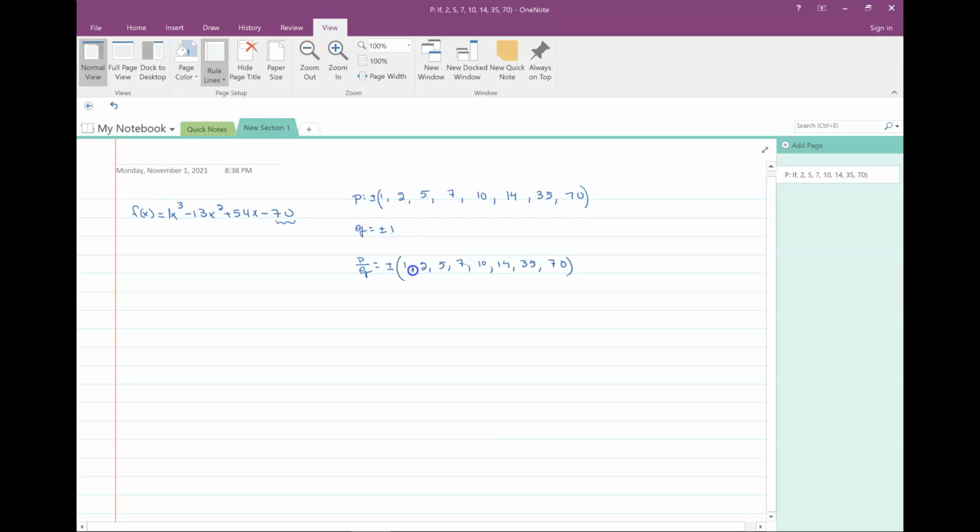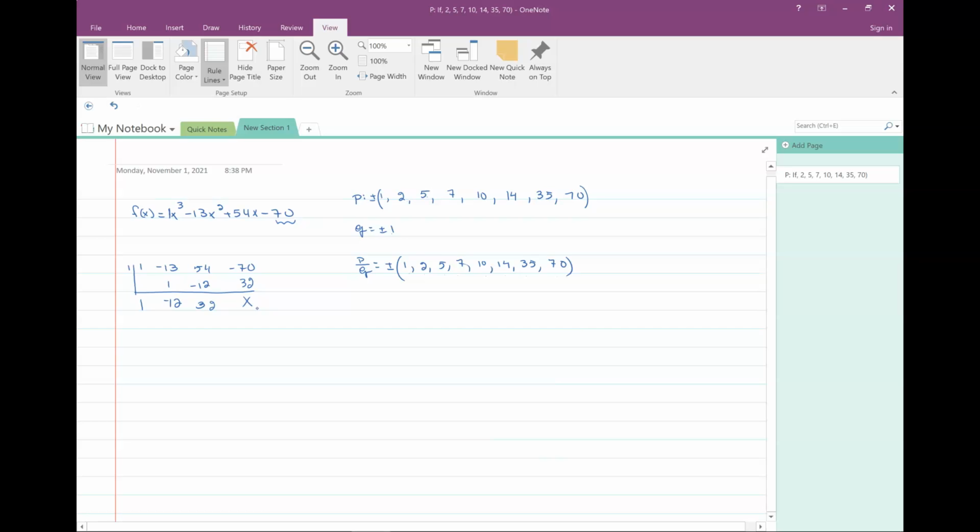Now how many numbers are there here? 1, 2, 3, 4, 5, 6, 7, 8, times 2 because it's plus or minus, 16 total numbers. You basically have to do synthetic division with every single one of those until you find the first one that gives you a 0. Okay, so it's kind of a pain in the neck. So for example, you try 1, you get 1, negative 13, 54, negative 70. Let's see if that's going to work. Negative 12, that's 36, 32. Okay, that didn't give you a 0, so that doesn't work.